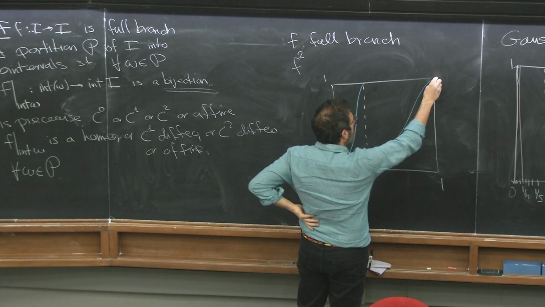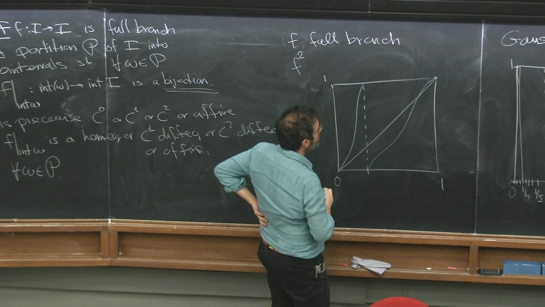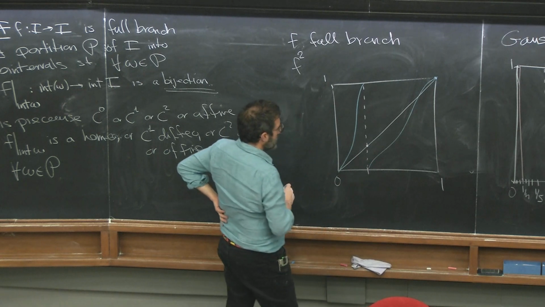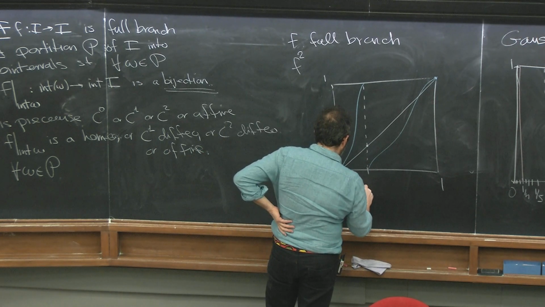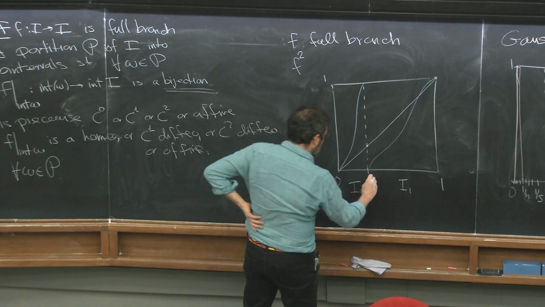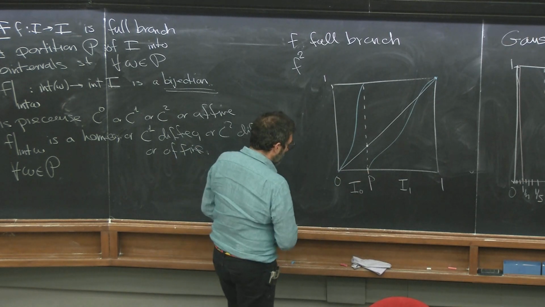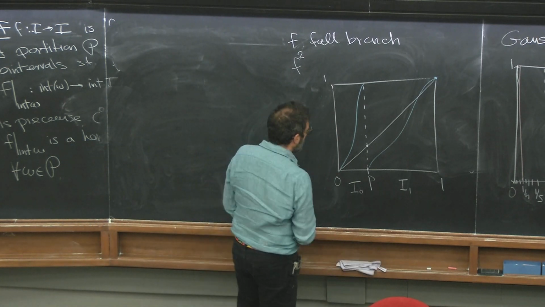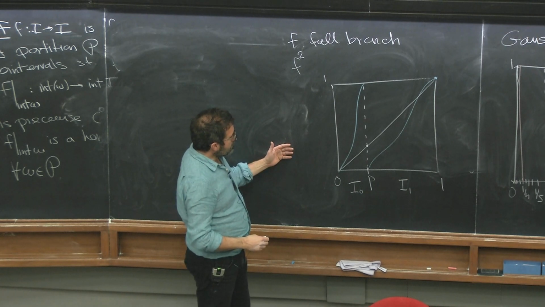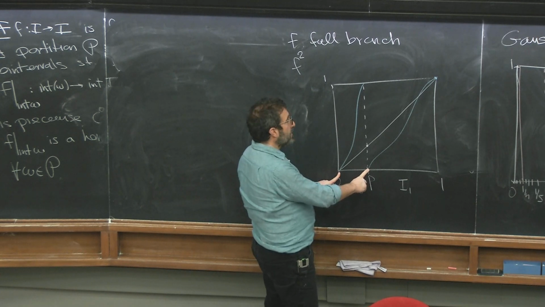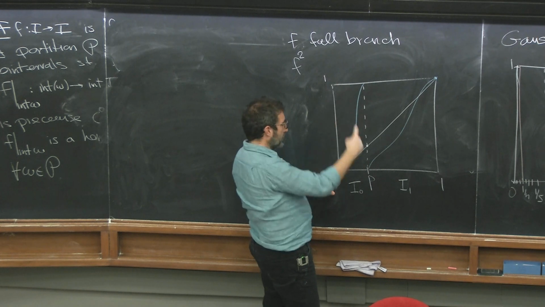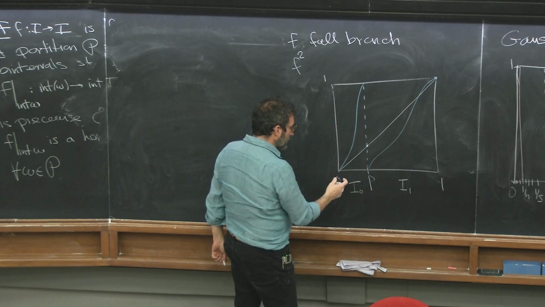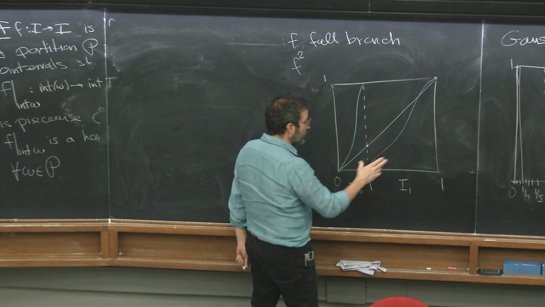So let's take the diagonal here. Let's call these two partition intervals I0 and I1, and let me call this a point P. So what does the second iterate of F look like? Well, the first iterate maps I0 to the whole interval. Right? So it maps I0 to the whole interval, which means that some part of I0 will map back into I0 itself, and some part of I0 will map to I1.